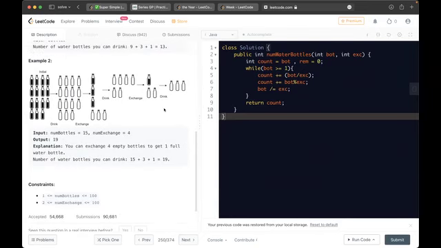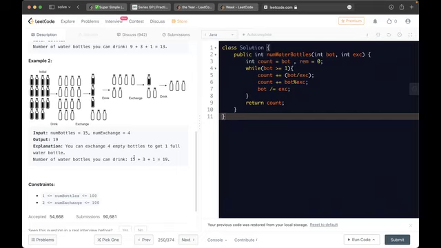Let's suppose 15 were there and num exchange is 4. So 15 divided by 4 means 3 new bottles we got. And how many bottles got emptied? 15 minus 4 into 3. That is 3. Ma'am, these 3 bottles are still remaining, we still have to consider. 3 plus 3, 6 will be there now. I got this. This example is easier. Then, okay. Now let me see your code.